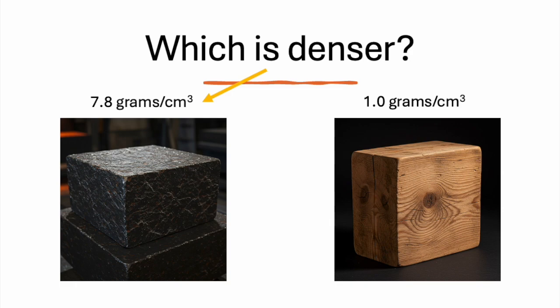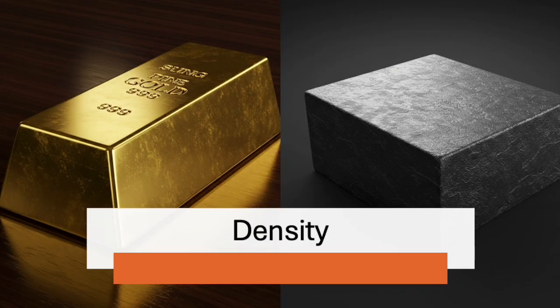The density of a material can tell us a lot about its properties. For instance, materials with a high density are usually heavier than materials with a low density if they have the same volume.